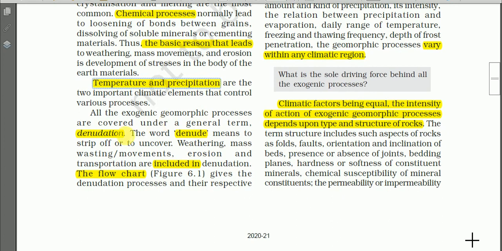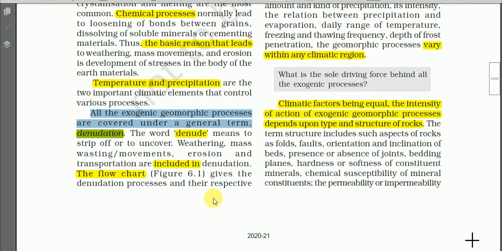All the exogenic geomorphic processes are covered under the term denudation. This is the meaning of the word denudation. All the exogenic geomorphic processes, meaning running water, rainwater, glacier, underground water, wind, sea waves, and ocean currents, are examples of exogenic geomorphic processes, and all these processes are covered under the general term denudation.